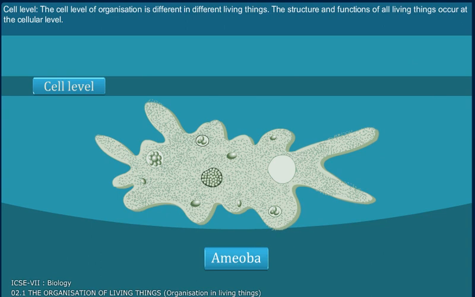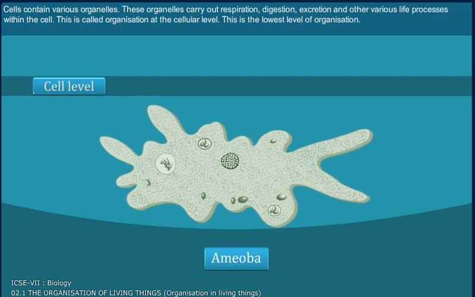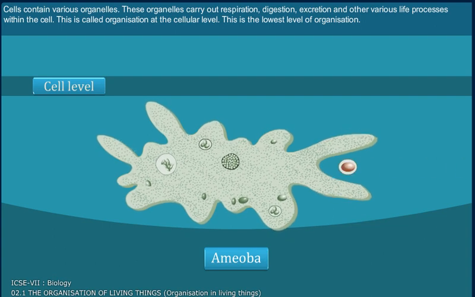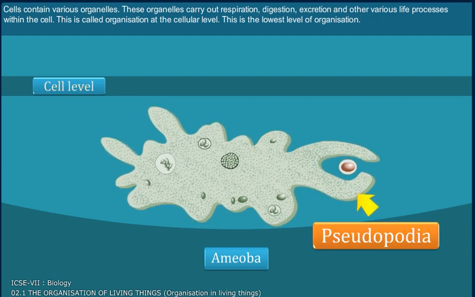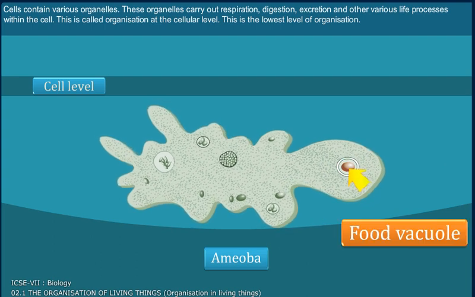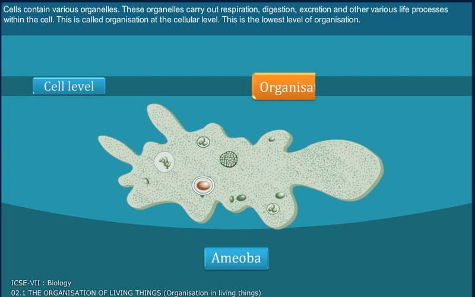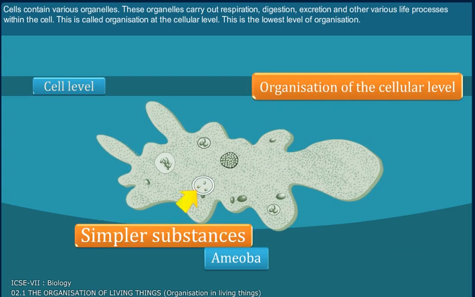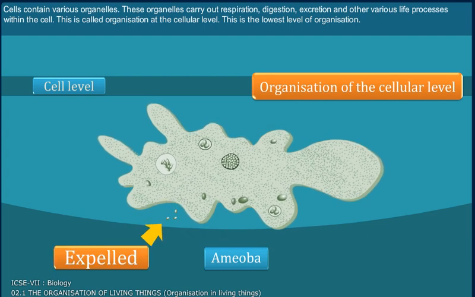Cell level. The cell level of organization is different in different living things. The structure and functions of all living things occur at the cellular level. Cells contain various organelles. These organelles carry out respiration, digestion, excretion and other various life processes within the cell. This is called organization at the cellular level. This is the lowest level of organization.